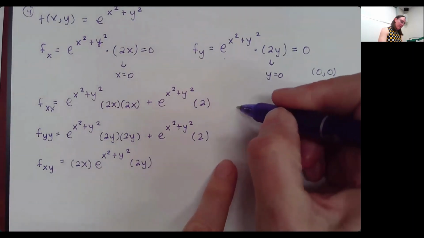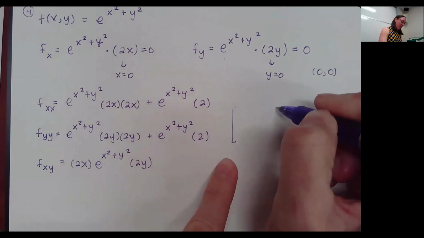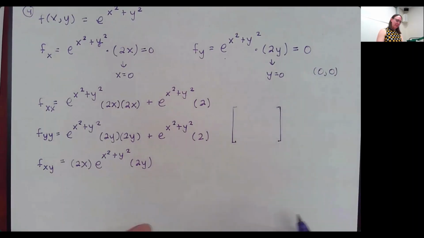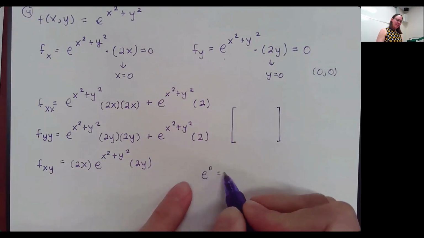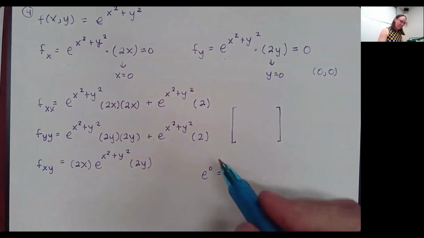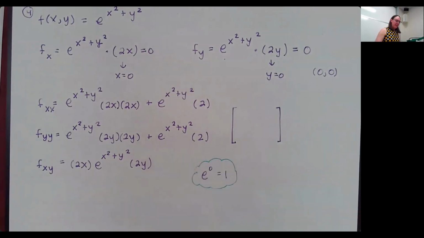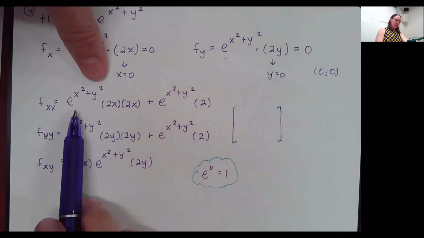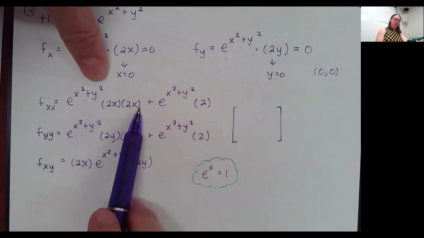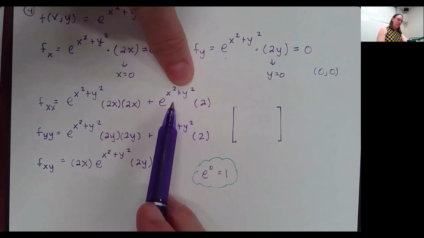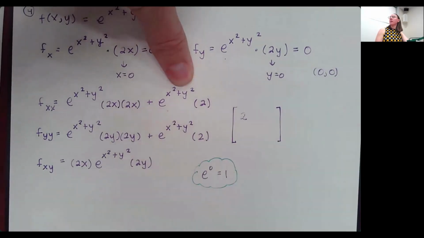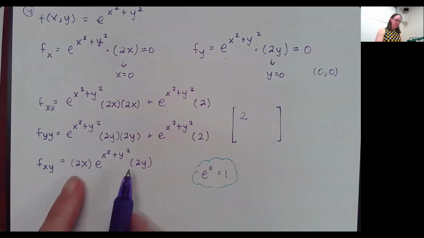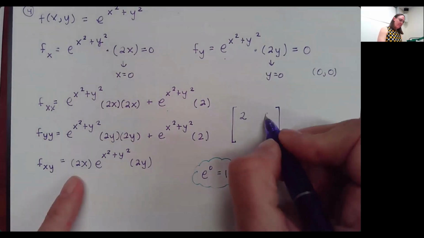And this time, I think I will make my matrix, but I'm already just going to plug in the 0, 0. And as a reminder, e to the 0 is equal to 1. So when I look at my second partial with respect to x twice, at the point 0, 0, this whole piece is going to go to 0 because I'm multiplying by x. This will be 1 times 2, or 2. If I look at my mixed partial, because I'm at the point 0, 0, that's going to be 0.